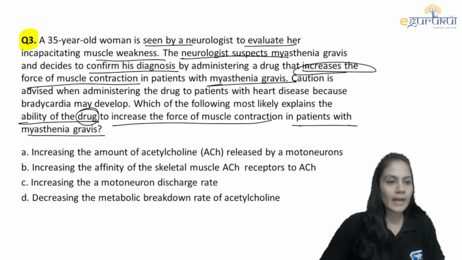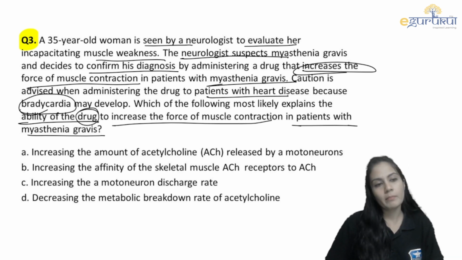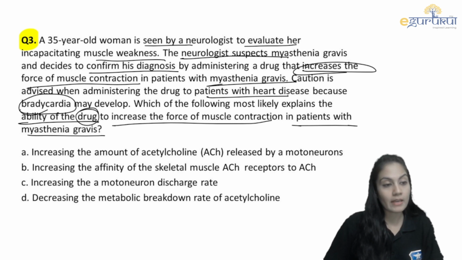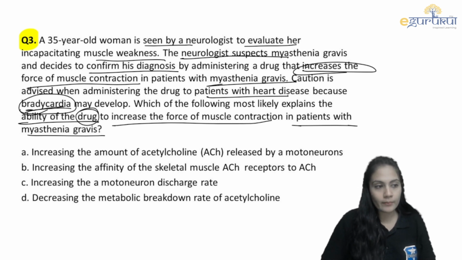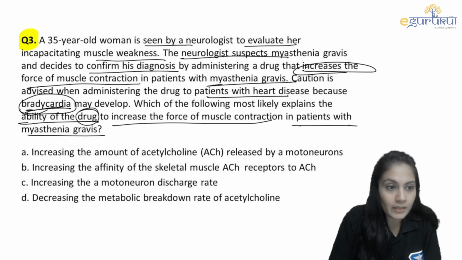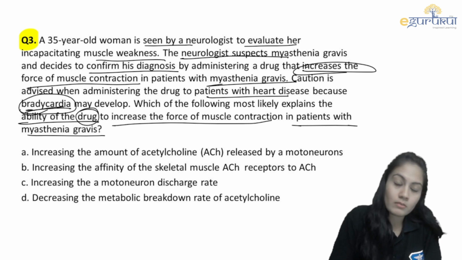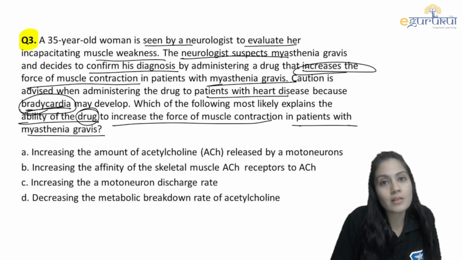Caution is given that the patient has heart disease, so he gave the caution that bradycardia may develop from this. So definitely he is giving the drug which inhibits acetylcholinesterase. Since he is talking about bradycardia, we know acetylcholine is a parasympathetic stimulator for the nodal tissues, right? And if parasympathetic stimulation occurs in the nodal tissue, what is going to happen to the pacemaker potential? The slope decreases and the heart rate comes down.